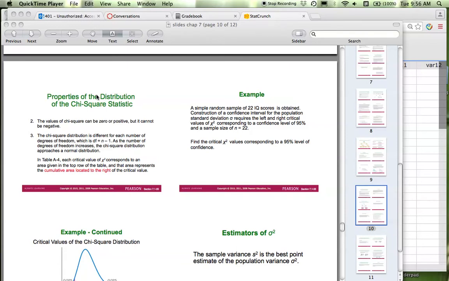Hello everyone. Today I'm going to show you how to find the chi-square values and how to get the confidence interval for variance or standard deviation. First, let's look at this example to find the chi-square values corresponding to a 95% level of confidence. And the sample size is 22.